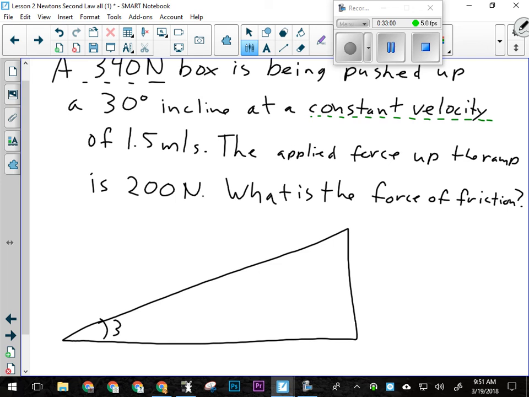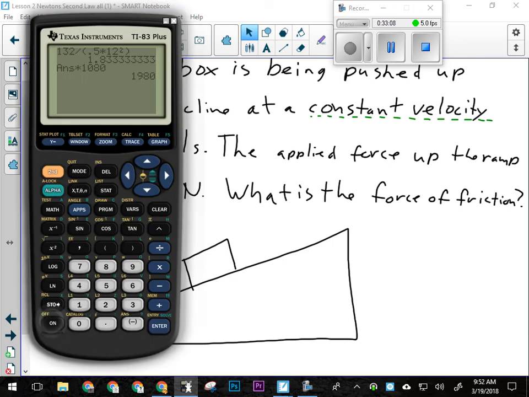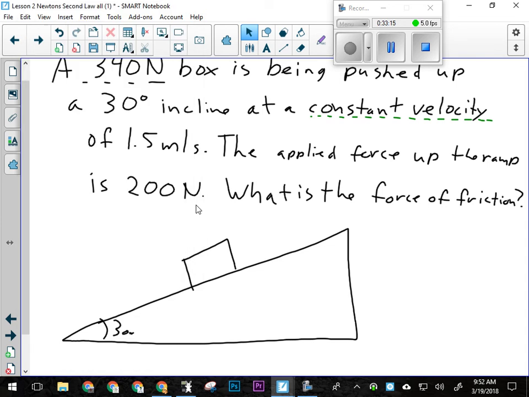All right, so we know it's a 30-degree incline. We have a box that is 340 newtons. All right, so I'm just going to quickly calculate what the mass of that is. Okay, so it's 34.66 kilograms. Not that I'm really going to need that number, but I just like to have it in my free body diagram. Okay, there's an applied force pushing up the ramp. We're told that in the question, but we're not told how big it is. Okay, sorry, we are told how big it is. It's 200 newtons.